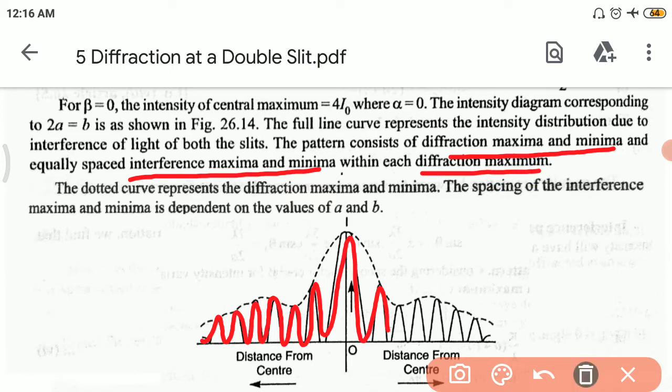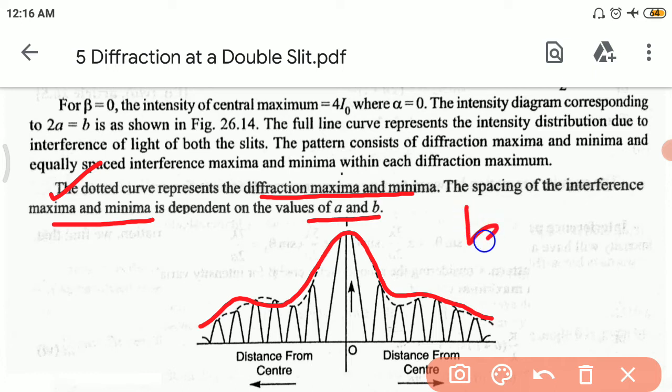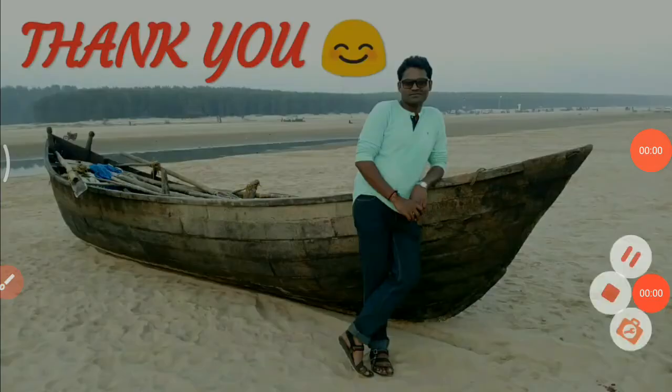Then the dotted line that is shown here is like an envelope, right? So the dotted curve represents the diffraction maxima and minima. Okay, and the spacing of the interference maxima and minima is dependent on the values of a and b, as we were discussing above, it depends upon the ratio, that is b by a. Okay, so this is all about the diffraction at a double slit. Okay, thank you.